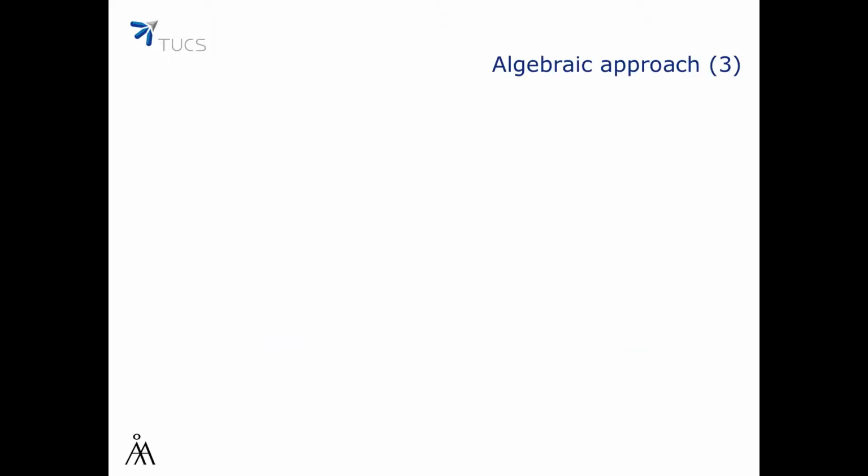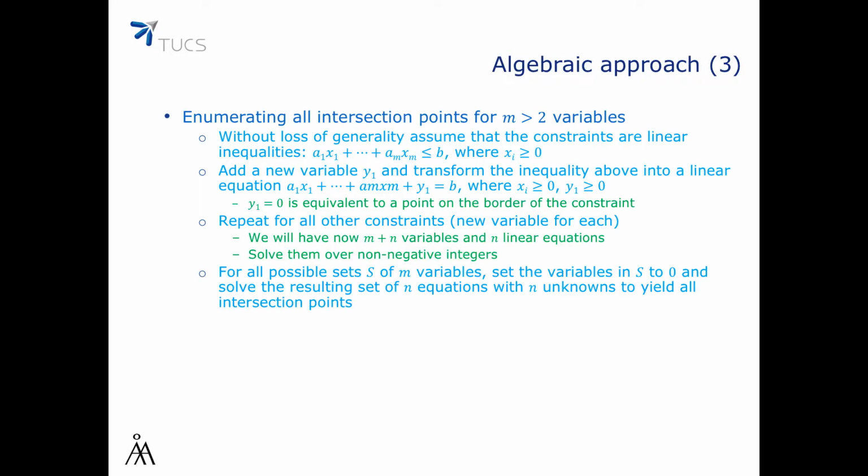So to summarize the algebraic approach, the idea is to enumerate all intersection points of the constraint lines by solving a number of linear equations. And then, if we have m variables, consider all possible combinations of m unknowns, set them to 0, and solve the remaining system of equations. It all sounds good, and hopefully clearly enough justified by the geometric intuition we had before. But here is the trouble.